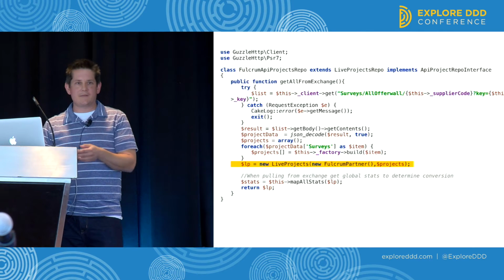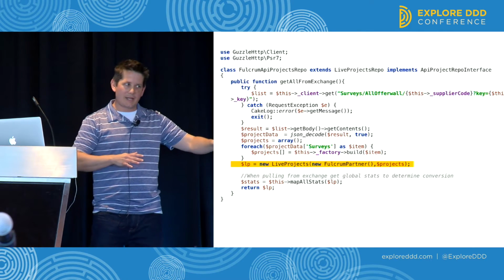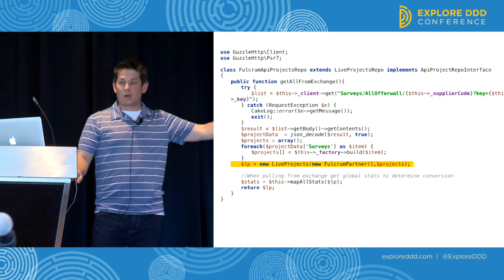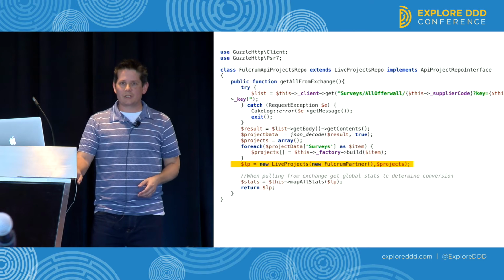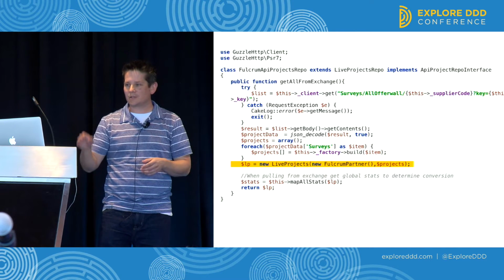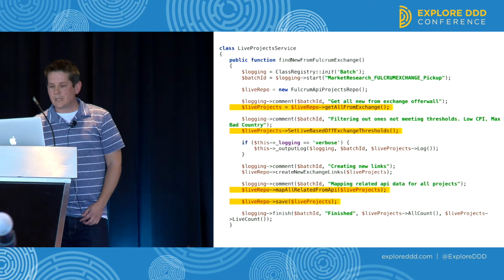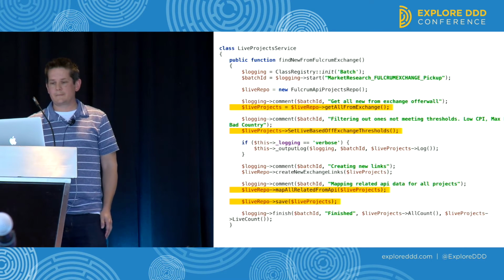And the nice thing about having this repository, as sort of an aside, is when I talk to the technical team with our partners, I can easily tell them which API calls we're making because they're all in this file. All right, so back to the service.